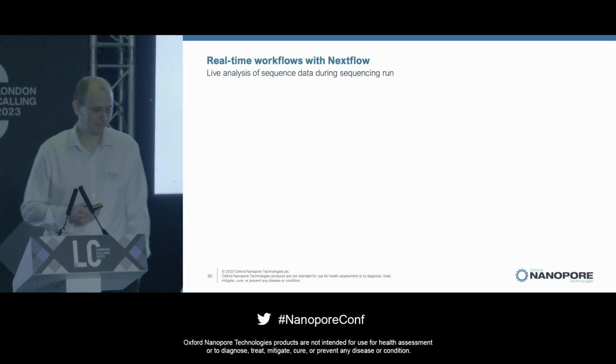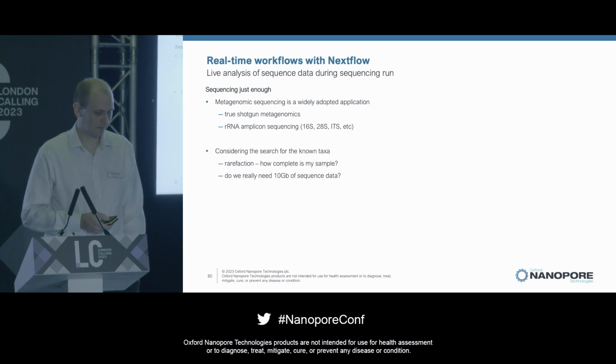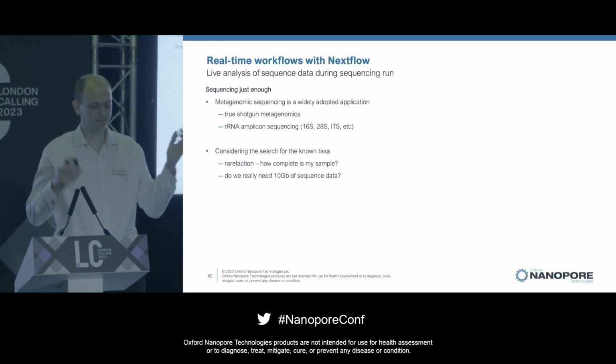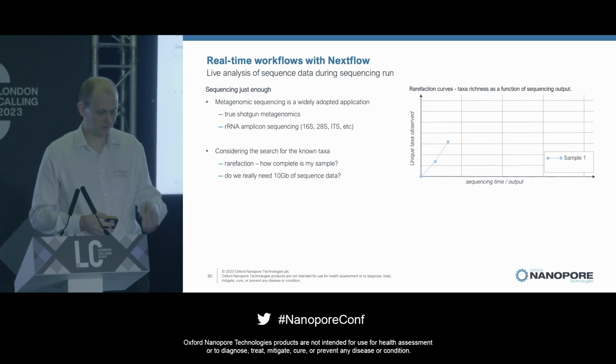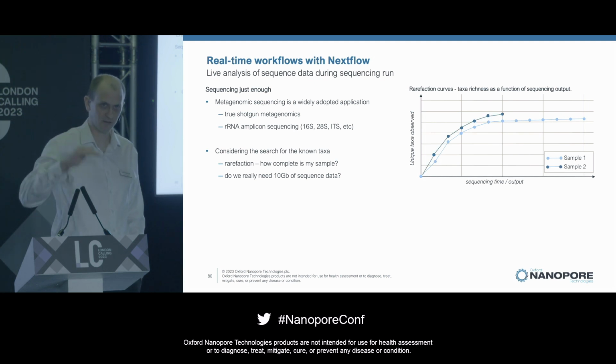So real time, I promised I'd get to this. Metagenomic sequencing is a very quick example, really. You take a sample from a lake, water, whatever, and you want to know all the species that are there. As you go through a sequencing experiment, you will collect more data through time, and eventually you will saturate how many taxa you've observed, maybe in sample 1 here. But in another sample, you might see that this curve doesn't plateau, it will keep going. So there's this long tail of low abundance things that will keep going.